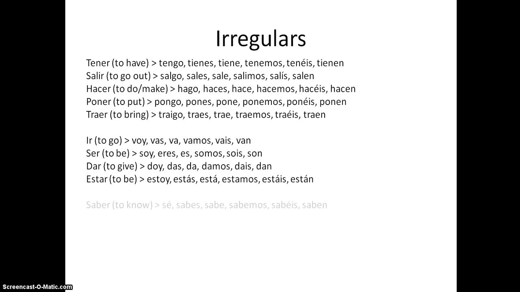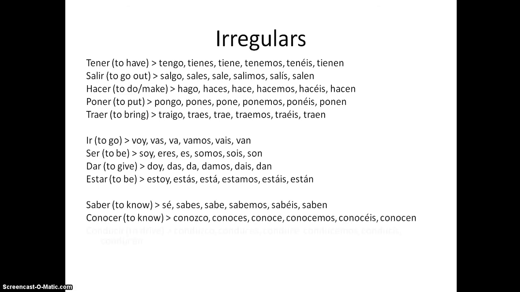Okay, and then our last three. Again, this first one is the one that's irregular. So saber, to know a fact. So we've got sé, and then the rest of it is regular. So sé, sabes, sabe, sabemos, sabéis, saben.